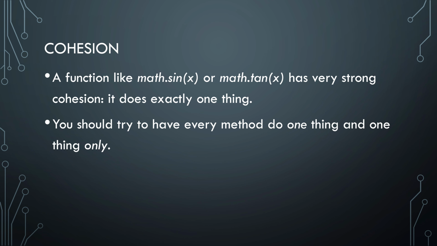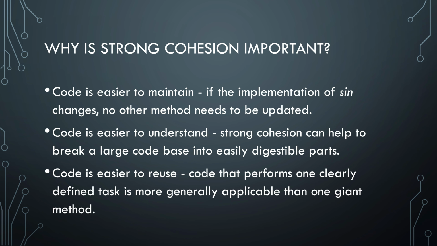Strong cohesion is a good thing. You should try to structure your code into methods that only do one thing. Methods that are strongly cohesive are easier to maintain, understand, and reuse. If you change something in the way the sine is computed, you don't have to update any other method. Your large code base can be broken up in simple parts that are easy to understand. And finally, if a piece of code performs a very particular task, you have a higher chance that you can reuse this code somewhere else, saving you time in the future.